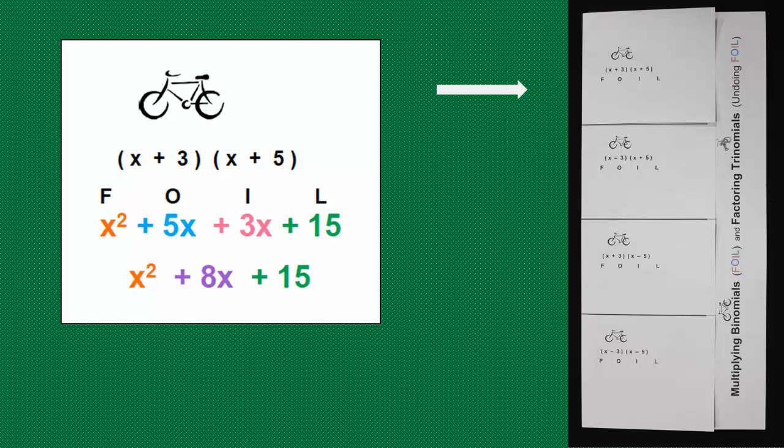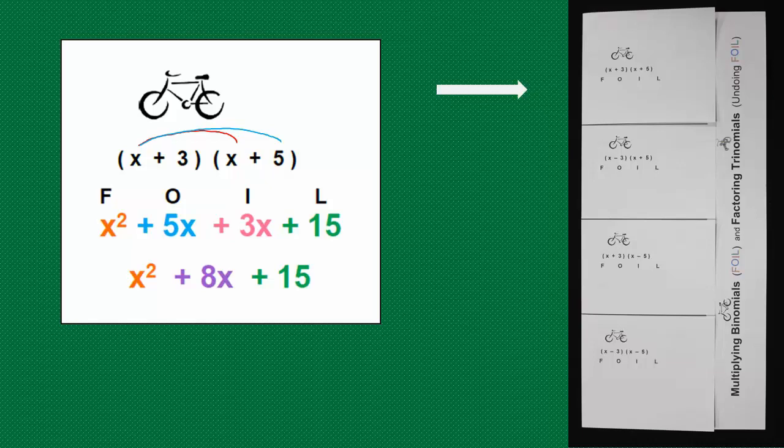F stands for first times first. So we're multiplying the x in the first binomial times the x in the second binomial, and our answer for that is x squared. We put that under the F. Next, we are going to multiply the outsides together. X times 5. Both of those are on the extreme outsides of our whole problem. X times 5 is 5x. It's customary to put the number in front of the letter, so that goes under the O.